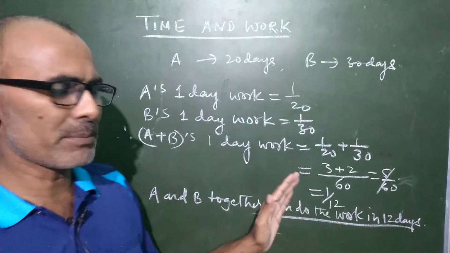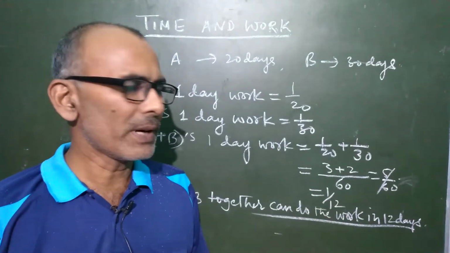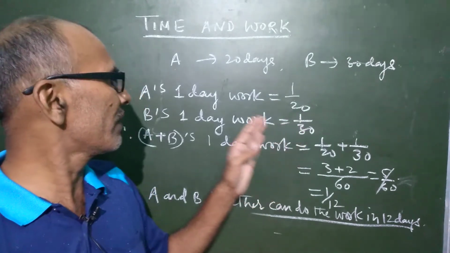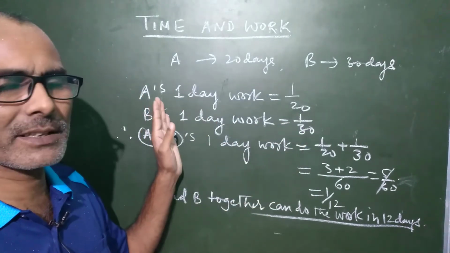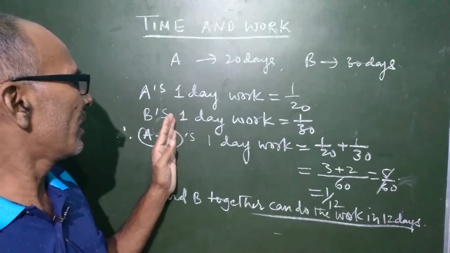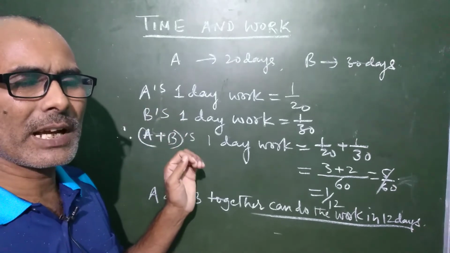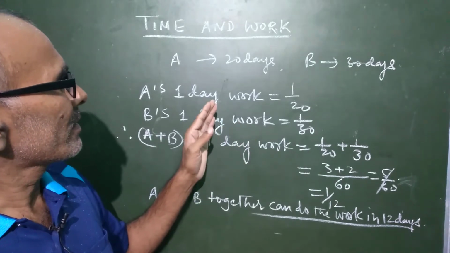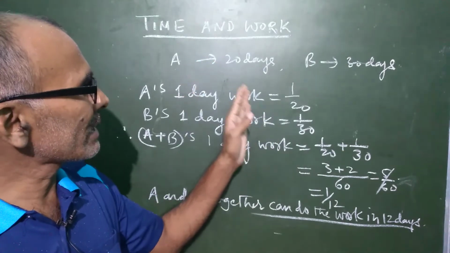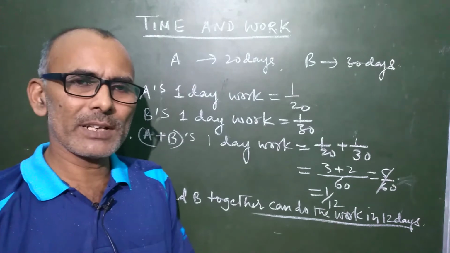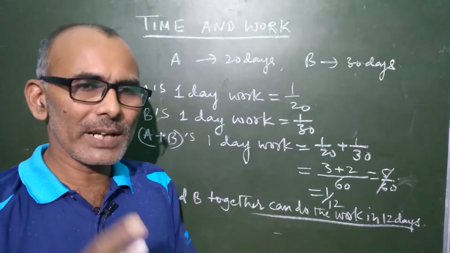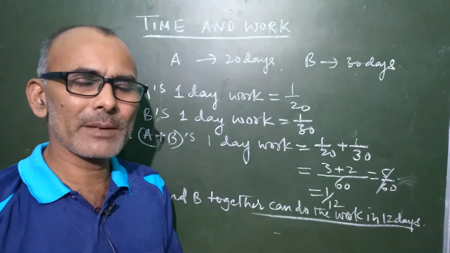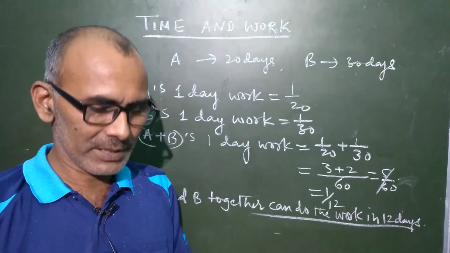In this way we have to work out. So what can we conclude? For 1 day work, we have to find it for A and B separately. If there are more than 2 persons, suppose Ram, Shyam and Hari, 3 persons are there, and their times are also given, then we have to find out their 1 day work separately, okay, and then we have to add to find out the time taken by them together to complete the work.